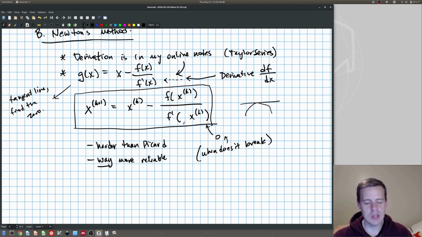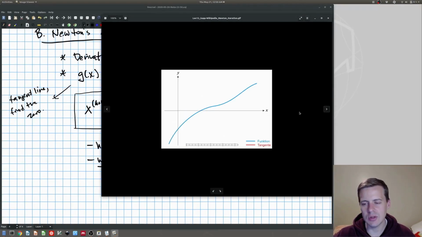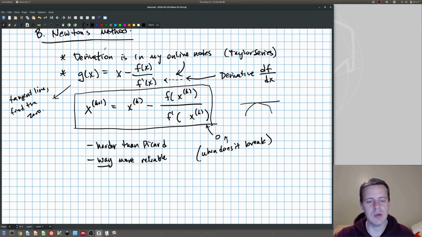If you just watched that last example we had here, I wasn't very close to the root when I started. Let me go all the way around. I guessed pretty far away from the root, and it got me within only 5 steps. It got me pretty darn close, right? So it's pretty good. It's a pretty good method.